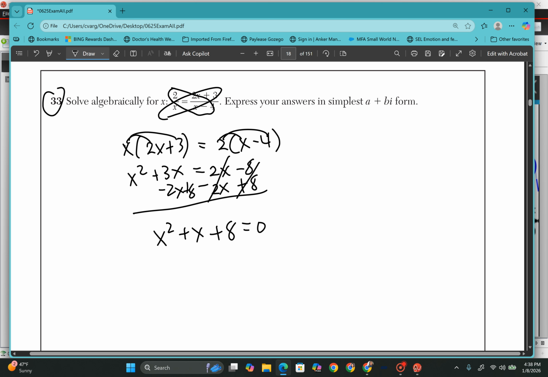There are no two numbers that multiply to give us 8 and add to give us 1. There's an imaginary one here. So you have to do the quadratic formula. The quadratic formula is on your formula sheet if you don't have it memorized. But this is what it is.